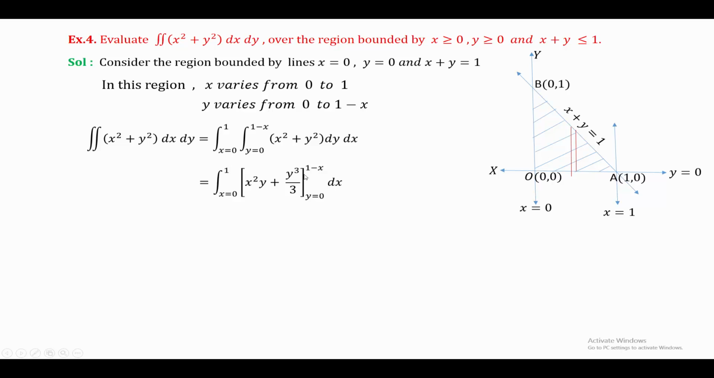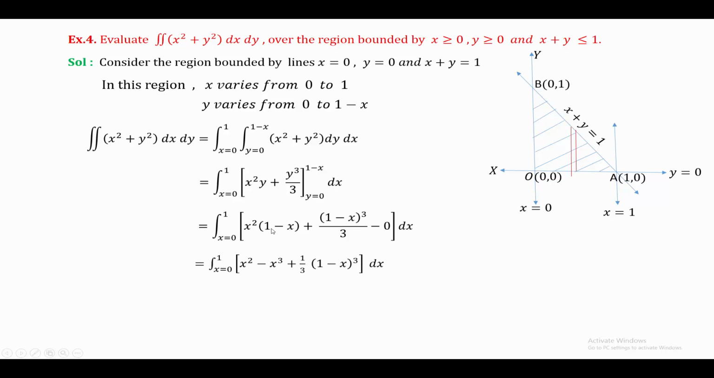Now here, first put the value of y as the upper limit 1 minus x, then minus, put the value of y as the lower limit 0. This equals the integration from 0 to 1 of x square into 1 minus x, plus again put the value of y as 1 minus x, so 1 minus x cube upon 3, minus, put y as 0, so this term is also 0, dx. Open this bracket: the integration from 0 to 1 of x square into 1 is x square, minus x square into x is x cube, plus 1 by 3 into bracket 1 minus x cube, dx.